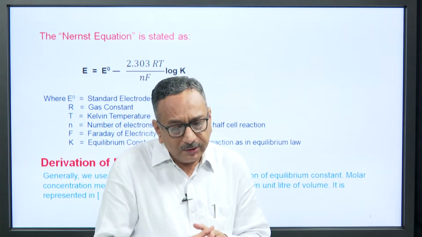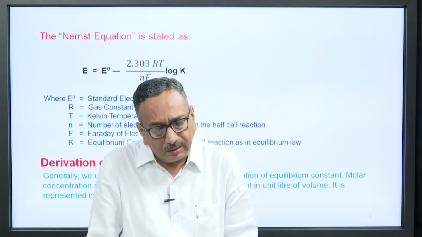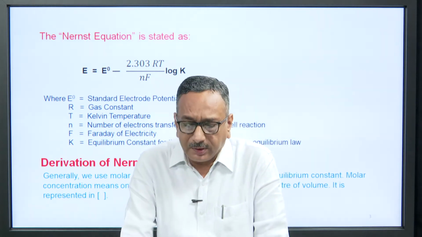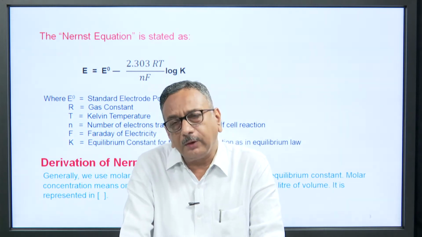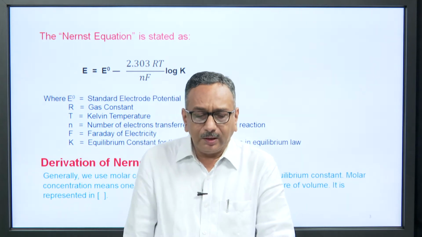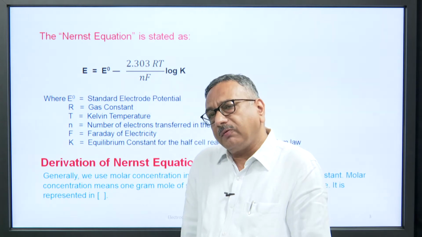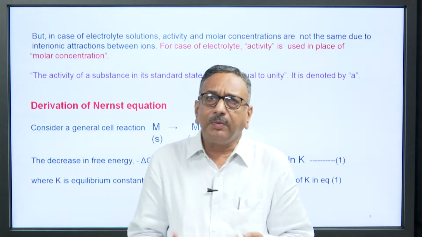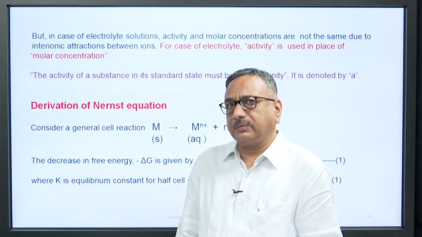Here, using molar concentration is very difficult. Generally we use molar concentration in the calculation of the equilibrium constant. Molar concentration, can you define it? Do you know? Molar concentration means moles of substance present in a unit liter of volume. It is denoted by square brackets. You have learnt this in the law of chemical equilibrium.